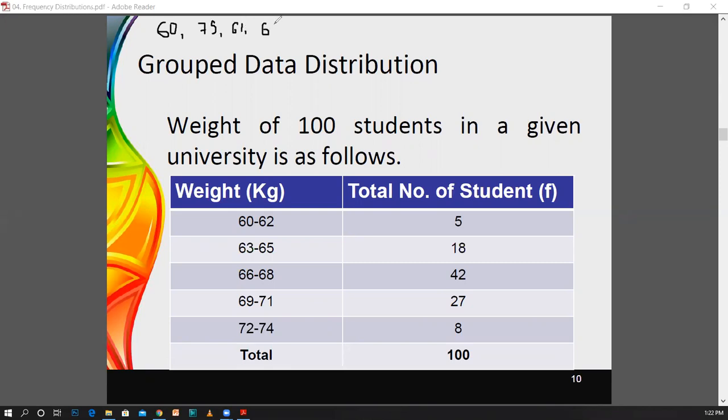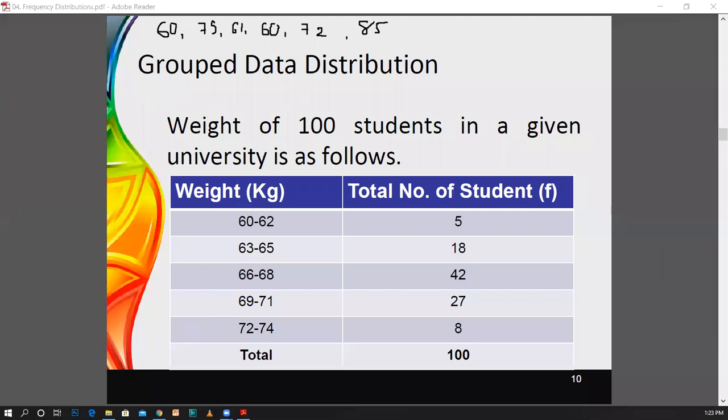Then again 60 kilograms. Then another one says I am 72 kilograms. Then another one says I am 85 kilograms. Therefore, you may get 100 values. Sometimes there may be 100 different values, or else some values may be the same.